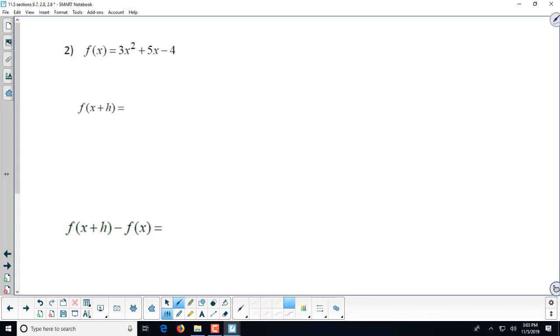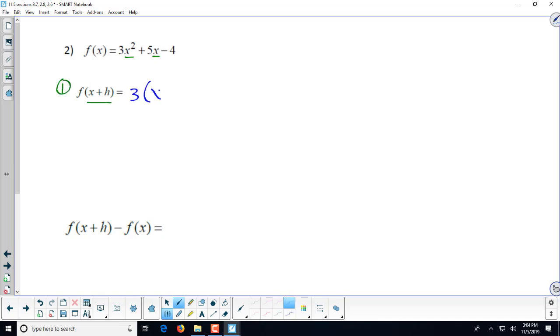All right, here's my function. It's quadratic. It's a parabola. Okay, opens up. I don't know where the vertex is. So let's come up with the difference quotient, which would calculate the slope of the secant line through any 2 points. Okay? All right, so what are we going to do? Everywhere we see an x, we're putting x plus h. Step 1. All right, here we go.